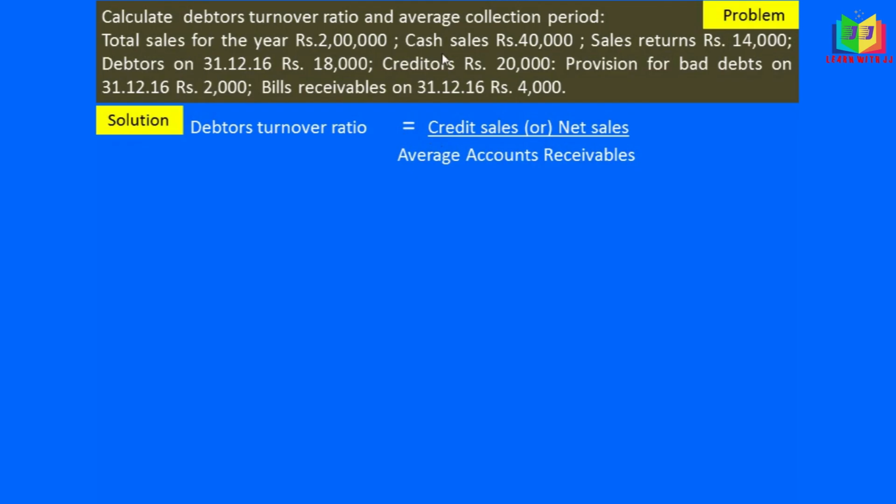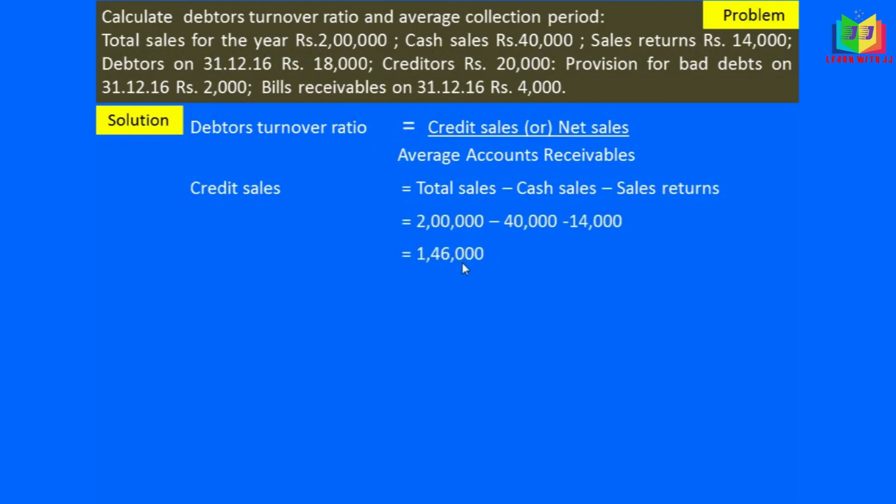But in this problem we have information to find the credit sale, that is total sales and cash sales and sales returns were given. So the credit sale formula is total sales minus cash sales minus sales returns. We'll get 1,46,000. And for accounts receivable, in this problem we have only the closing balance of debtors, that is on 31/12/16 debtors 18,000, and for bills receivables also on 31/12/16 we have 4,000.